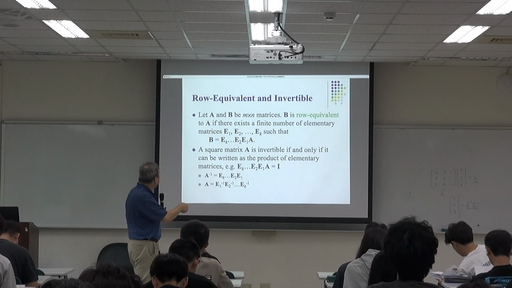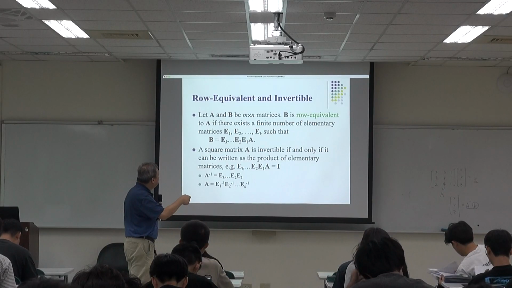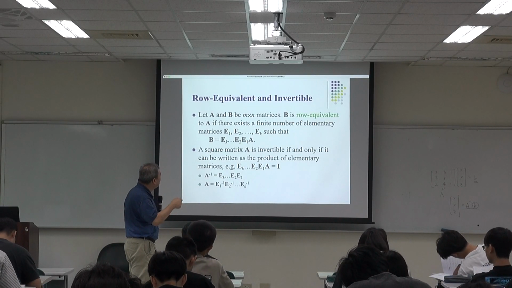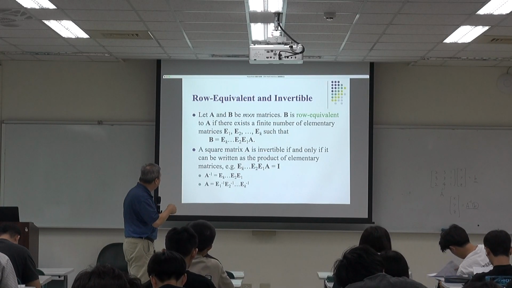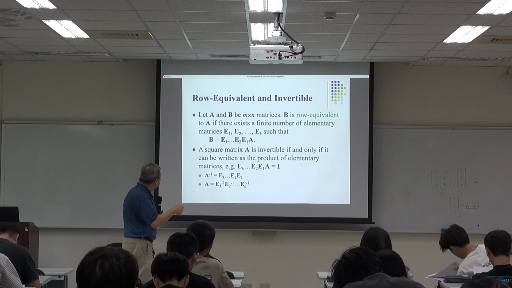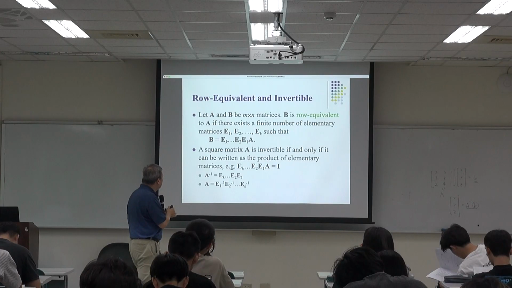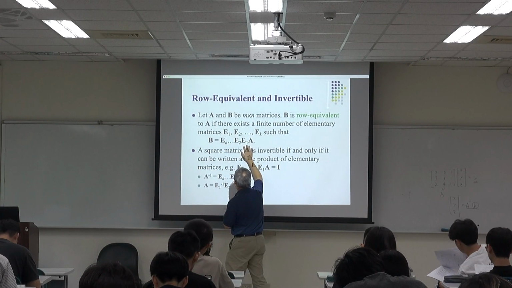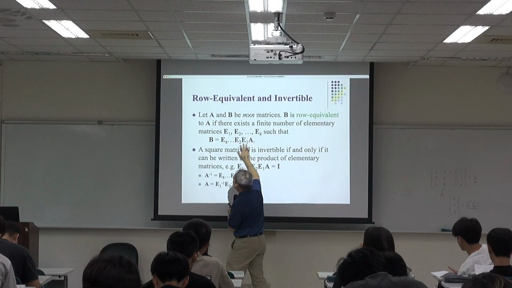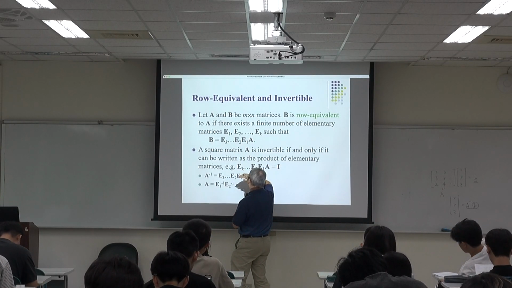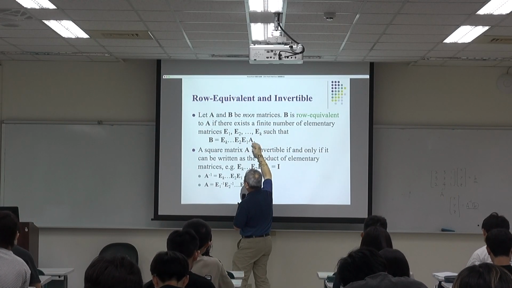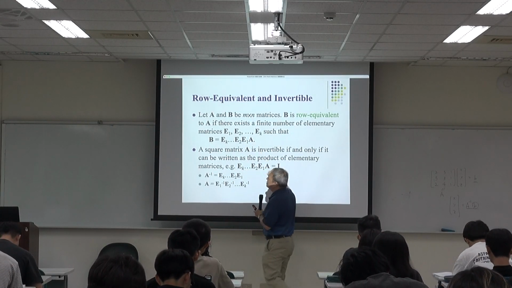Let A and B be n times n matrices. B is row equivalent to A if there exists a finite number of elementary matrices E1, E2, ..., EK such that B equals EK ... E2 E1 multiplied with A. This pretty much means that we can use elementary row operations to obtain B from A.